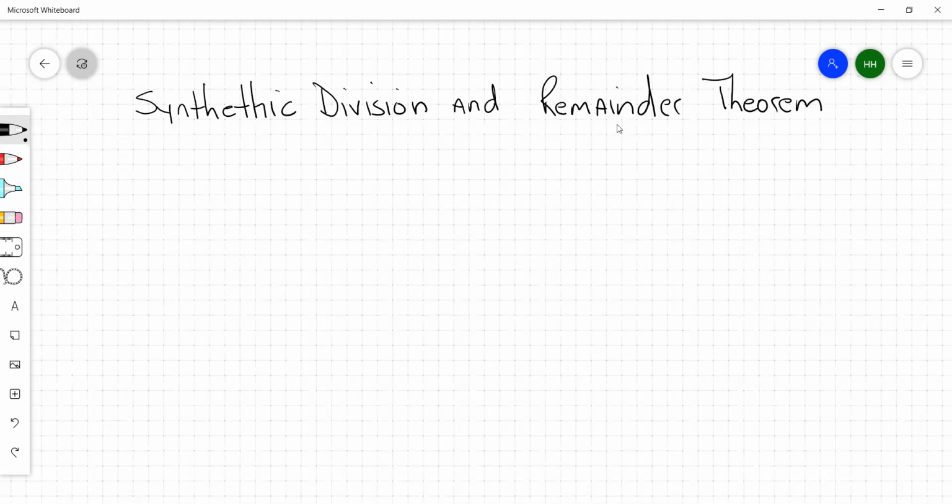We're going to divide x to the third minus 14x squared plus 51x minus 54 by x plus 2.